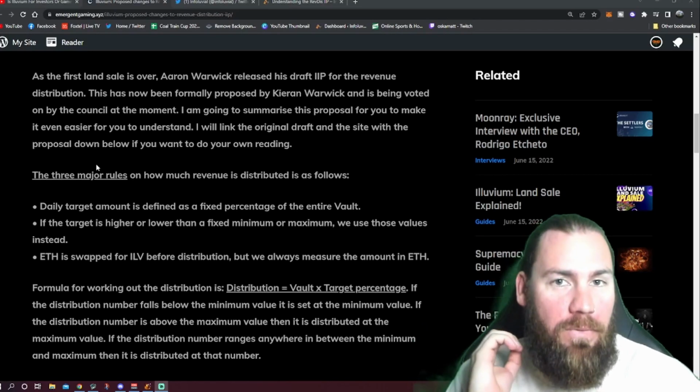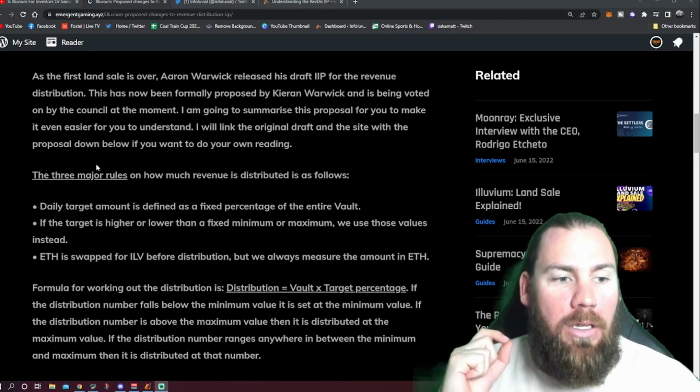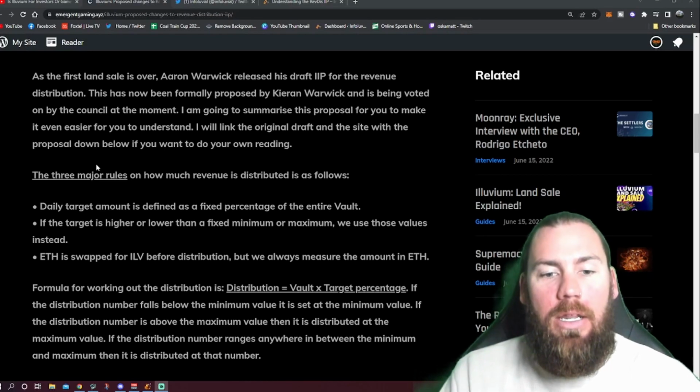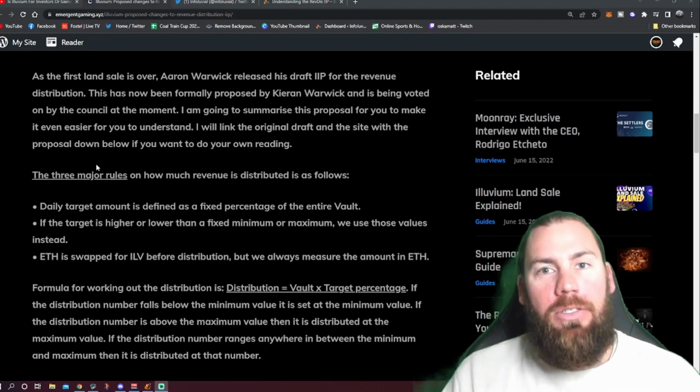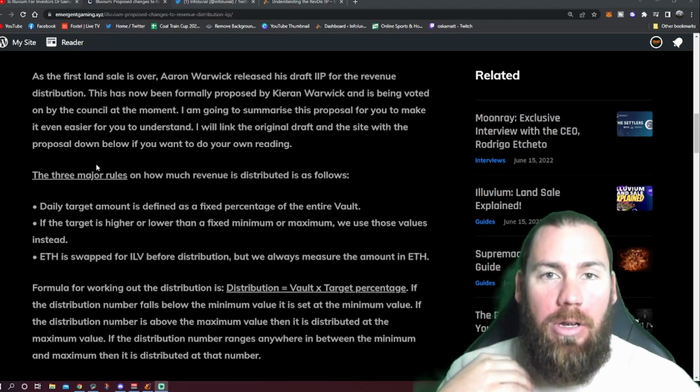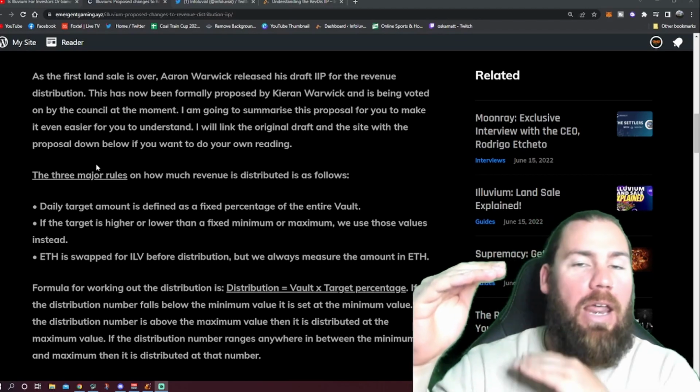They've set this at 15%. If the target is higher or lower than a fixed minimum or maximum, we use those values instead. So they've put a buffer at a higher and lower level at 5,000 ETH and 500 ETH.